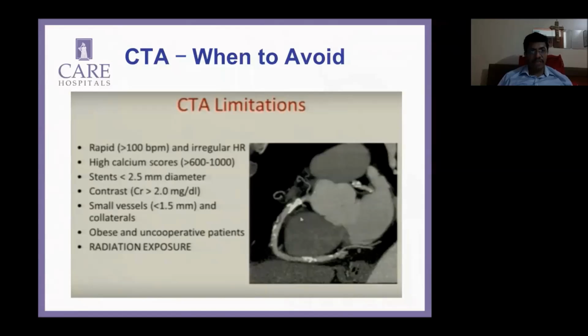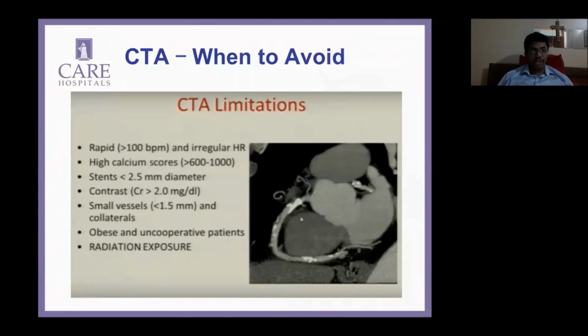Very fast and very irregular heart rate would be a strict no-no. We need to get those heart rates down, and as cardiologists, we are very good at using beta blockers, ivabradine, and diltiazem, and I've not had really a patient over the last 10 years whom I had to really refuse for a rapid heart rate. High calcium scores, again, not limited by the number. I have done a couple of patients with more than 1500. It just depends on the skill with which you can manipulate your software and get the details out.